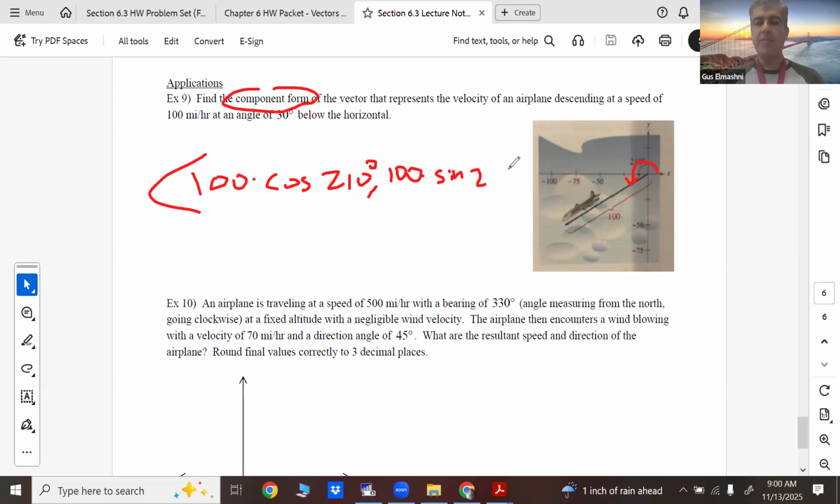Graham, go ahead. Instead of sine 210, you just say sine 30. Yes, we make it negative afterwards. Correct. Yeah, Simone just asked that also. I pay attention because I know what you guys are asking. So anyway, negative 86.603. And the last one's going to be negative 50.